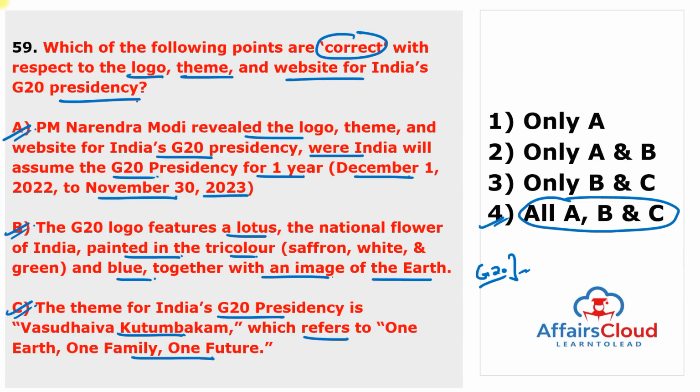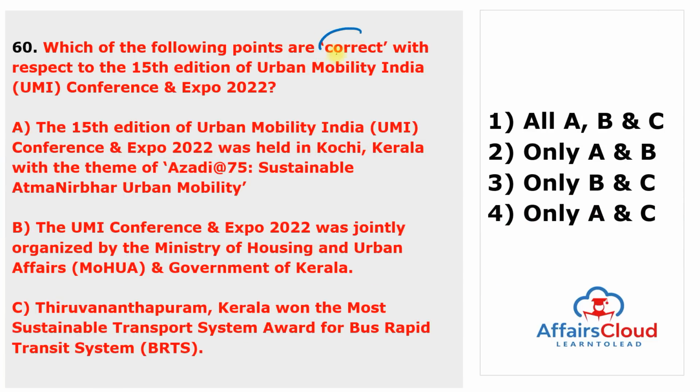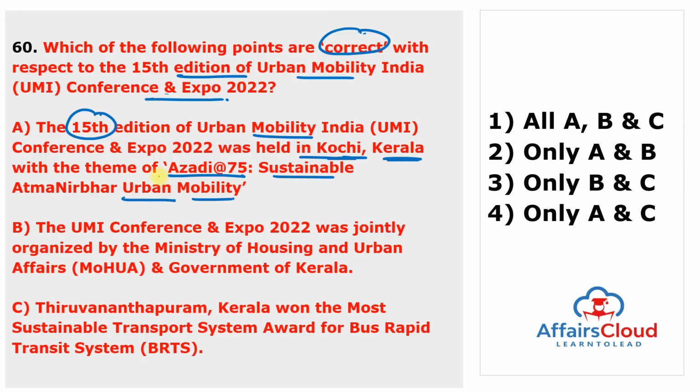Moving to the next question. Which of the following points are correct with respect to the 15th edition of the Urban Mobility India Conference and Expo 2022? So let's read out the statements. First one, this is the 15th edition of the Urban Mobility India Conference and Expo, and it was held in Kochi, Kerala. This is important. And the theme is Azadi@75, Sustainable Atmanirbhar Urban Mobility. This statement is true. So we have to find out the correct statement.